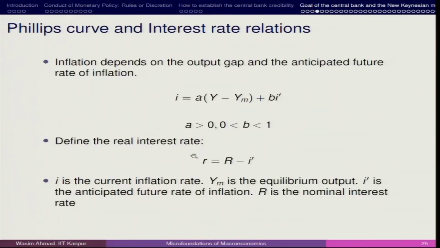Then we have the Fisherian idea. The Fisher equation that we always mention says that the real rate of interest is equal to R minus I transpose, which is the expected inflation. We have already discussed this when we were discussing the intertemporal monetary model. So, this comes from there.